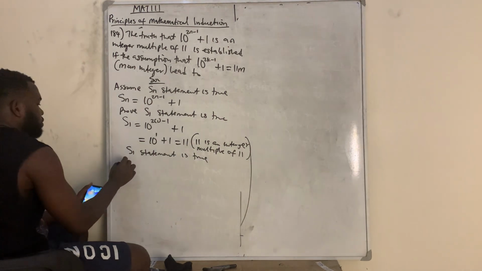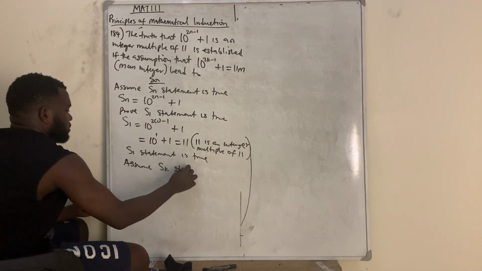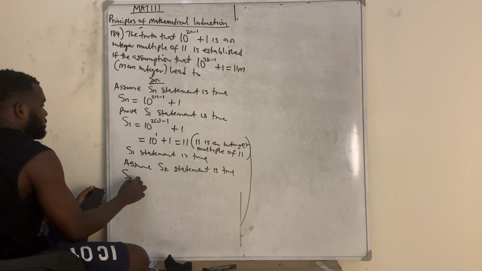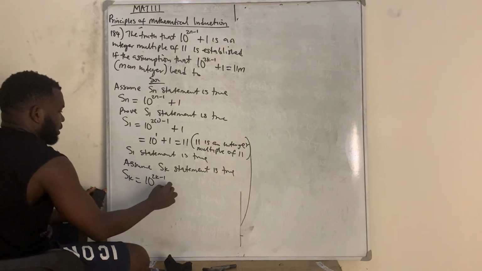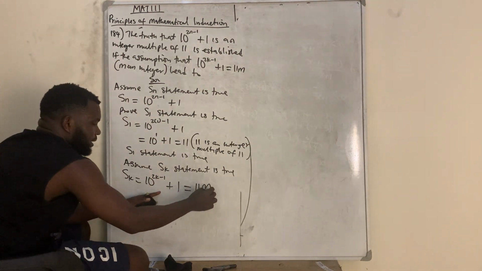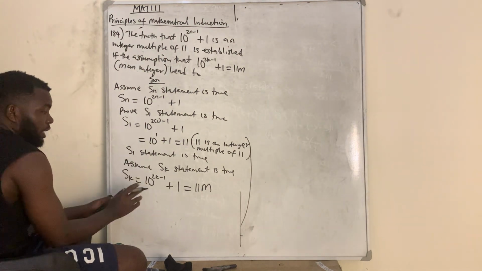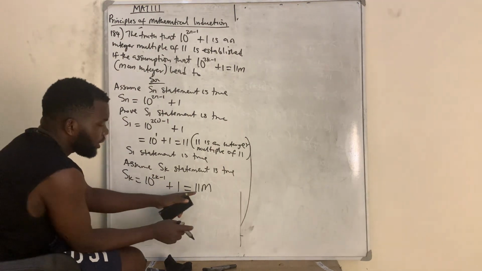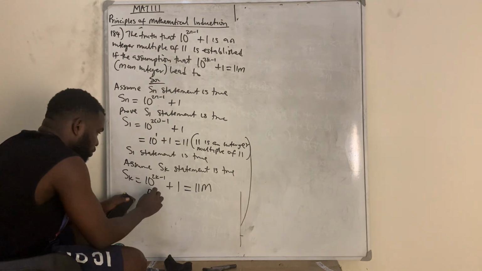Okay, so the next thing you do is to assume that the S(k) statement is true. That is S(k) is equal to, anywhere you see n put k, 10 raised to power 2k minus 1 then plus 1. Now you assume that this thing is equal to 11 times any number at all you like. So if you assume that this thing is true, that means you are assuming it is a multiple of 11. So it's going to be 11 times any number, where that m must be an element of what?